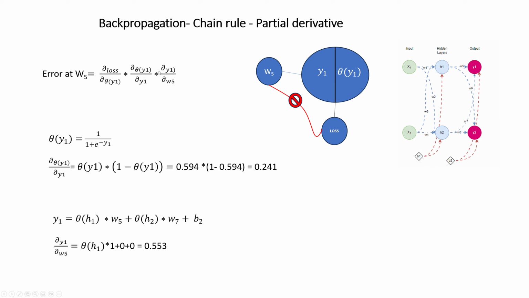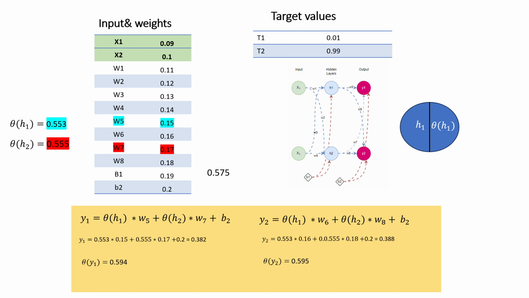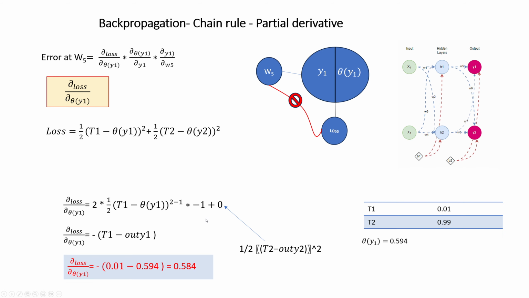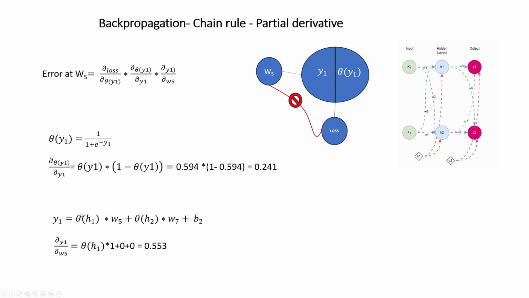Then next I need to calculate the derivative of y1 with respect to w5. This is the formula. If you remember, in the beginning this is y1. Let me just go back. Yes, this one here. So now I would like to get the derivative of y1 with respect to w5. The derivative with respect to w5 will be 1, and I will just take this value, and the second part will be 0. So the output of this derivative will be the output of h1, or sigmoid of h1, multiplied by 1, plus this one which will be 0, and the output will be 0.55.